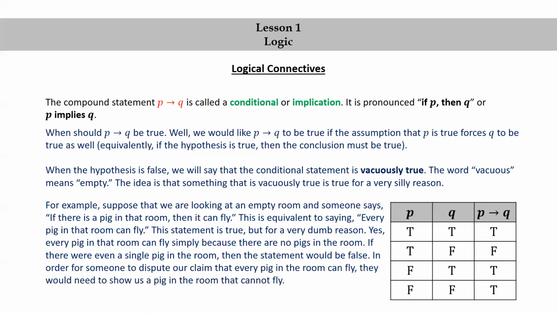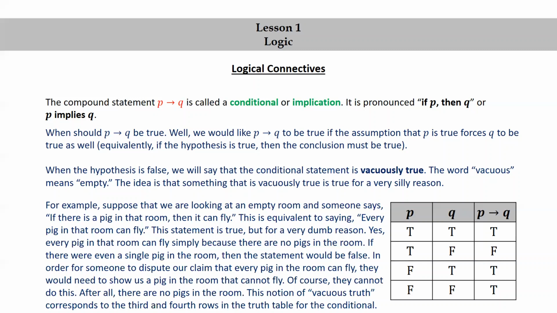In order for someone to dispute our claim that every pig in the room can fly, they would need to show us a pig in the room that cannot fly. Of course, they cannot do this. After all, there are no pigs in the room. This notion of vacuous truth corresponds to the third and fourth rows in the truth table for the conditional.